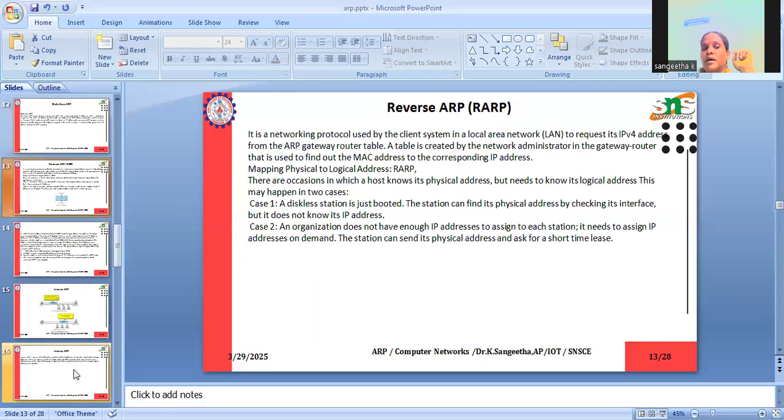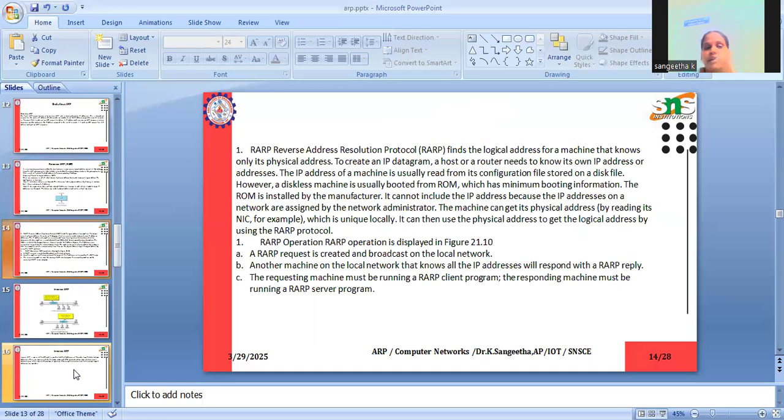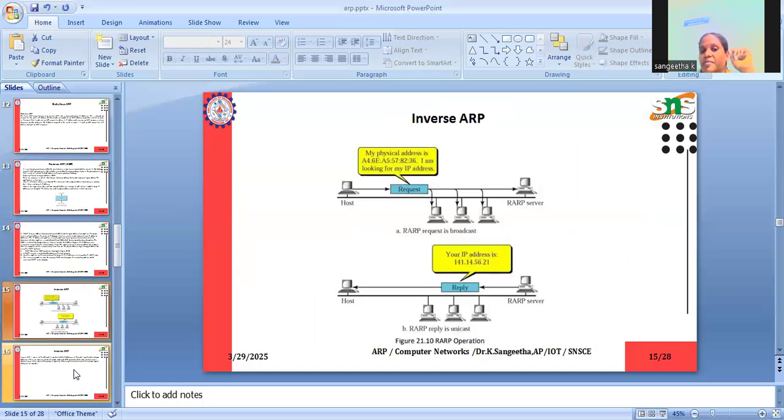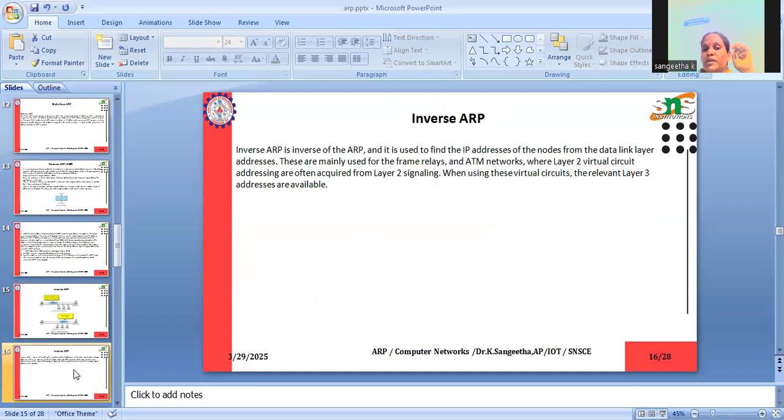Then reverse ARP is used to find the corresponding logical address of a given physical address, and then inverse ARP works like this: you send a request and the reply message will be in the form of an IP. So when a node receives that, it will automatically forward it to the corresponding requested node. It is used to find the IP address of a node from its data link layer address.